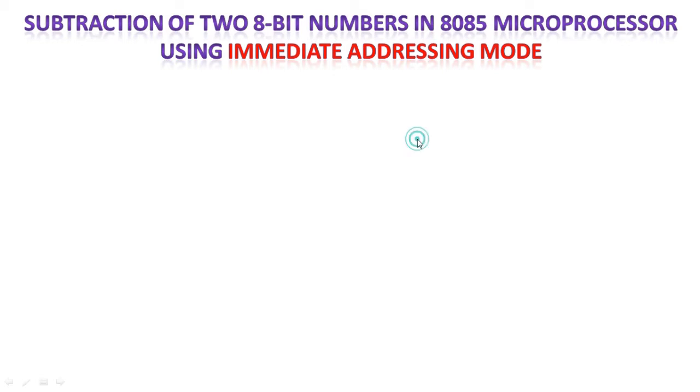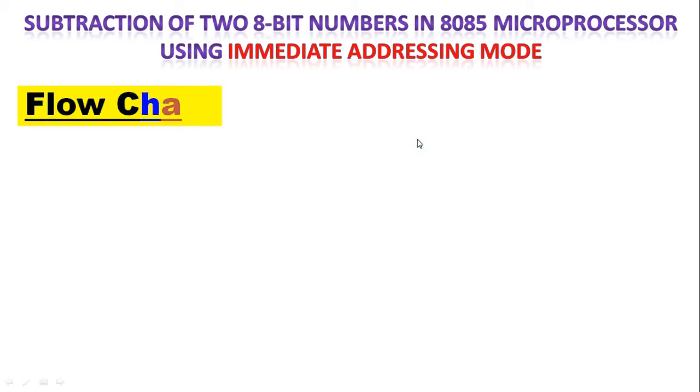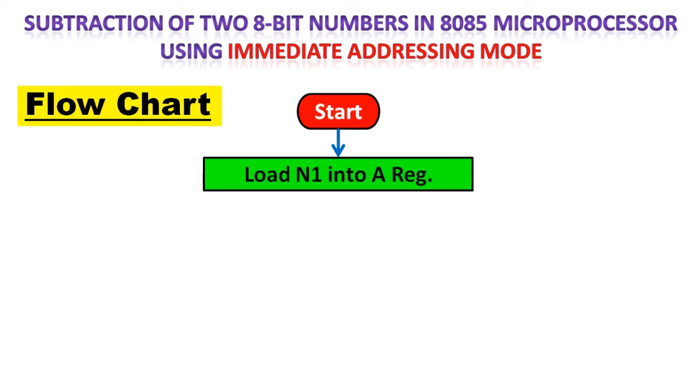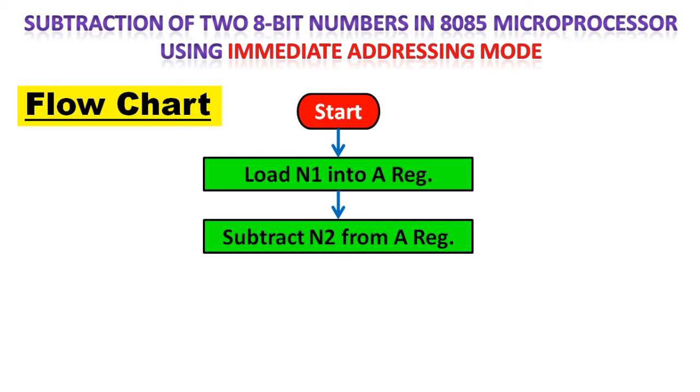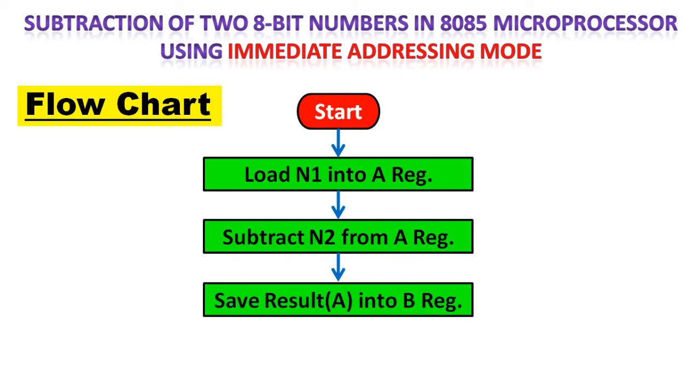So first thing is we have to see the flowchart. In immediate addressing mode, the first number should be loaded into accumulator, which we are calling N1. Then N2, that is the second value, should be subtracted from accumulator, and whatever result you are getting is stored into accumulator and should be stored into another register. In this program I am using the B register to save the result of subtraction. You can take any other register also. Then finally the program is over here.